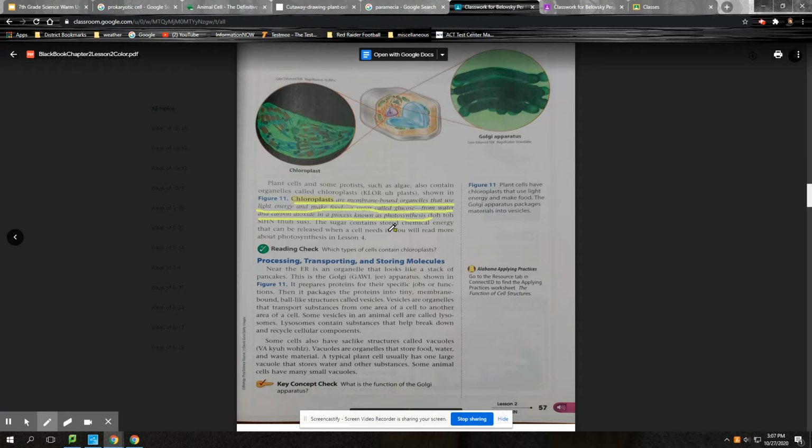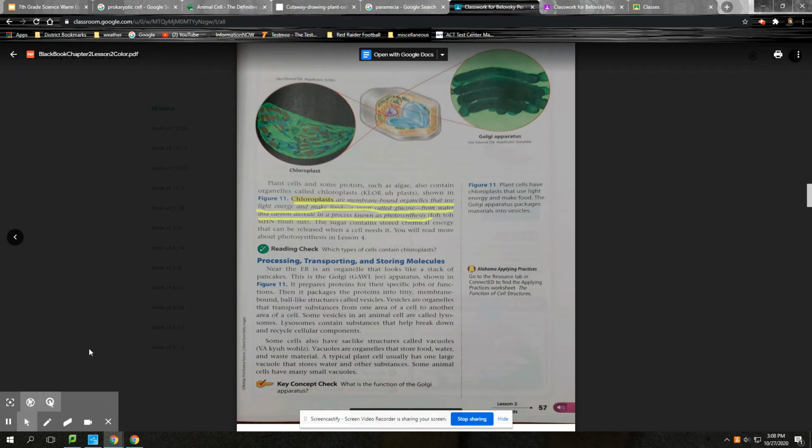All right, so chloroplasts are real important because they help plants make their own food. They help protists make their own food through a process that is called photosynthesis. We'll get to photosynthesis in a more detailed discussion later on.